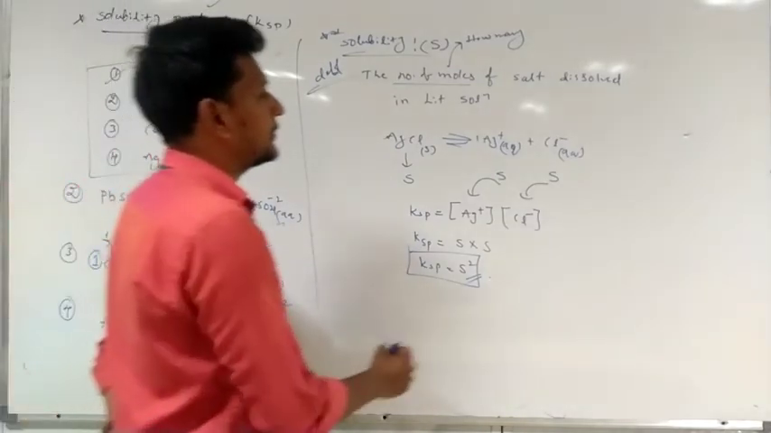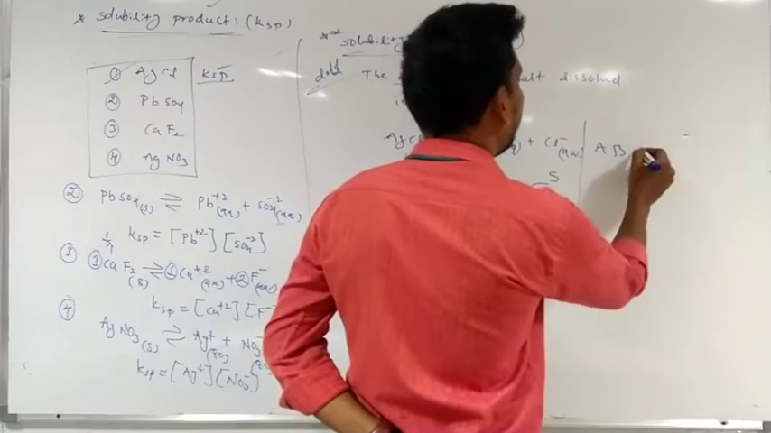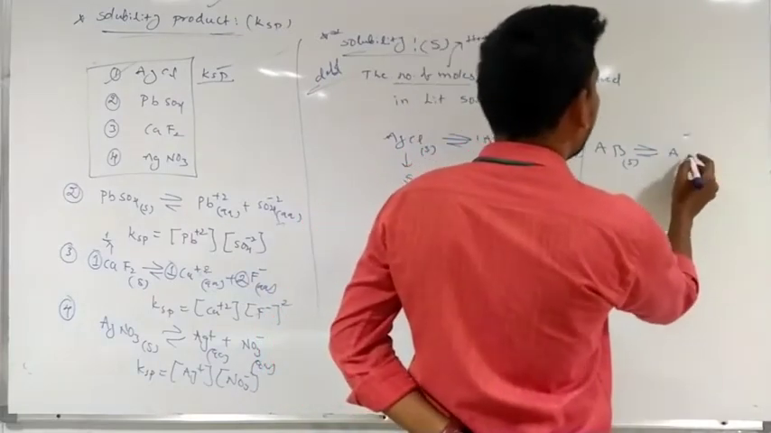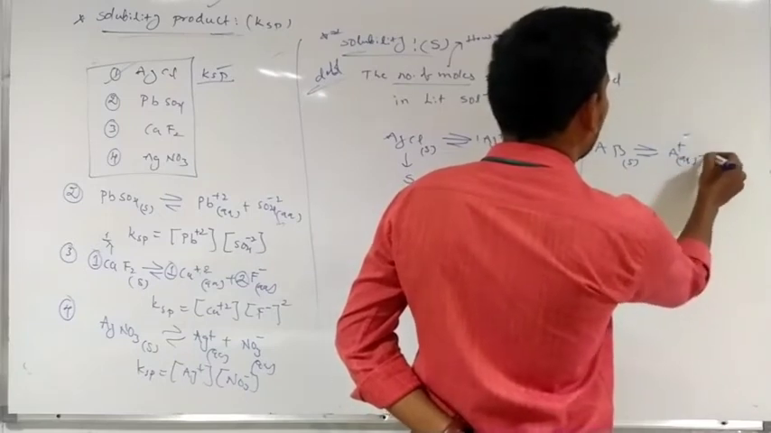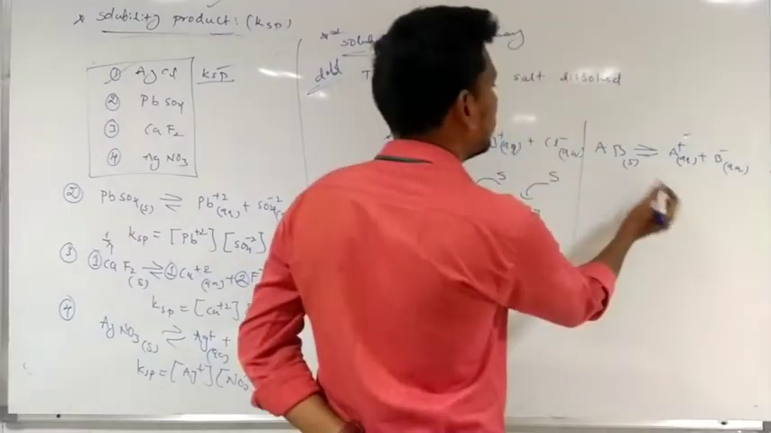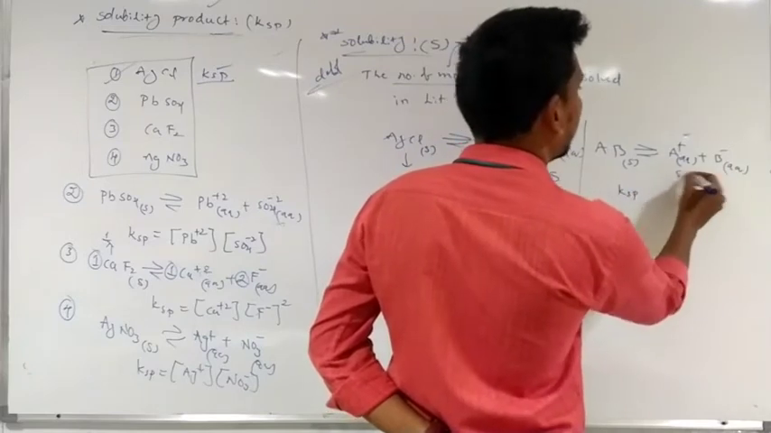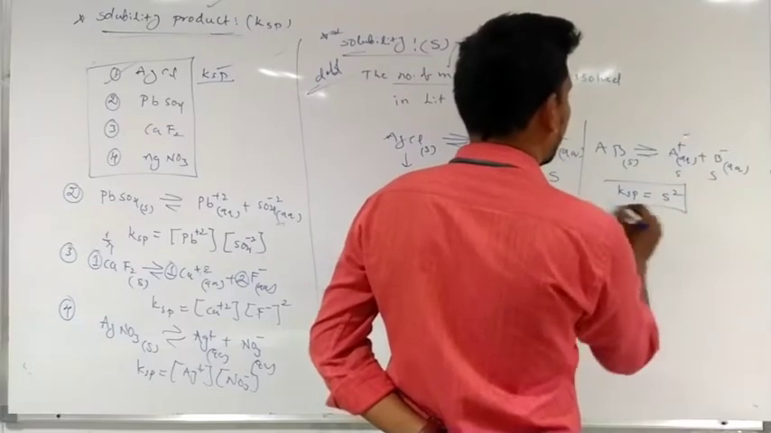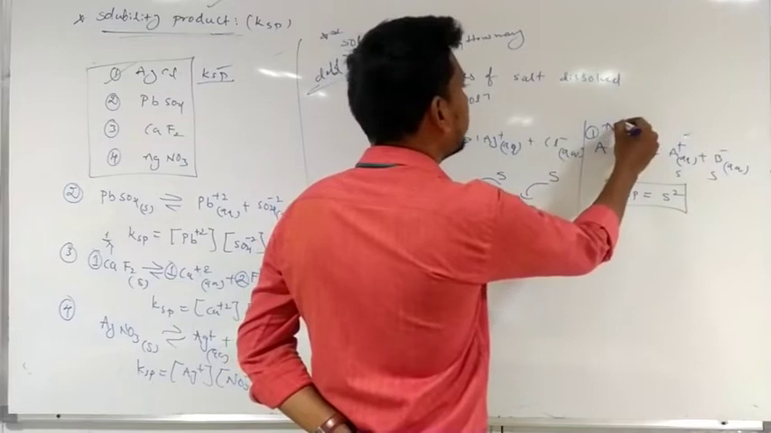Similarly, for an AB type of molecule, AB solid is in equilibrium with A plus aqueous plus B minus aqueous. Here Ksp is equal to S square. This is number one, the AB type salt.